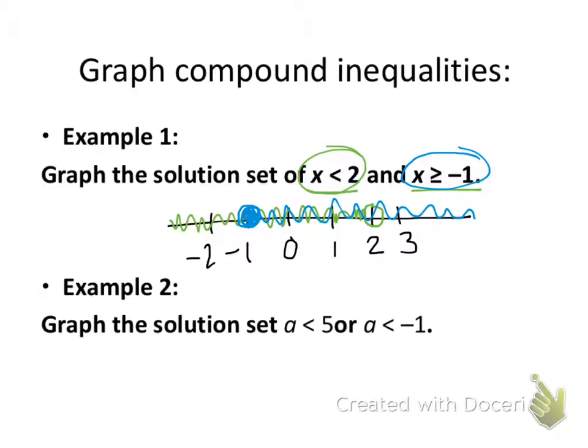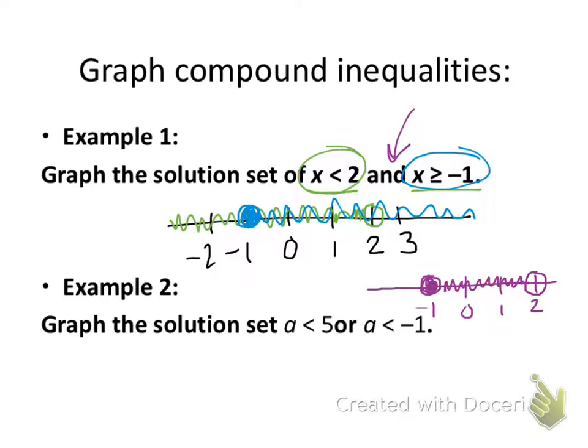Now comes the tricky part. Our final answer, because it says and, we're looking for the place where they overlap, and only where they overlap. So my final solution, actually, let me just re-sketch this real quick. My final solution is an open circle here, and a closed circle here, and the place where they overlap. So there is no shading outside of where they overlap.